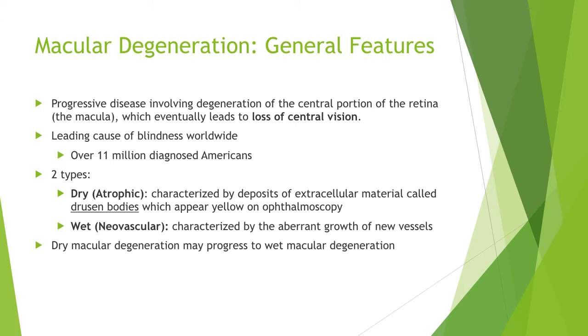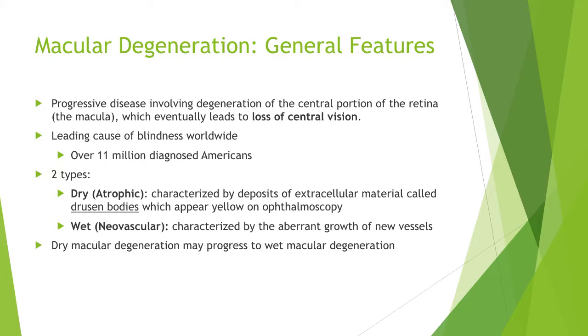To start out, let's define macular degeneration. It is a progressive disease which involves deterioration of the central portion of the retina, which is also called the macula. Over time, this deterioration leads to a loss of central vision. Central vision is important for tasks such as driving and reading.